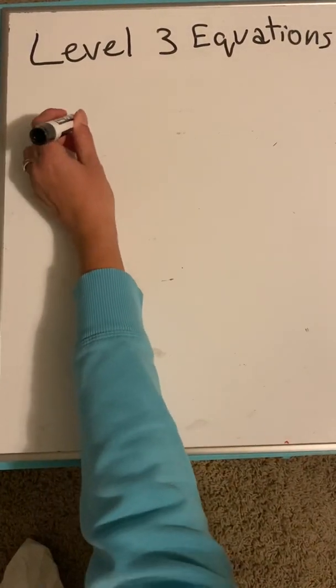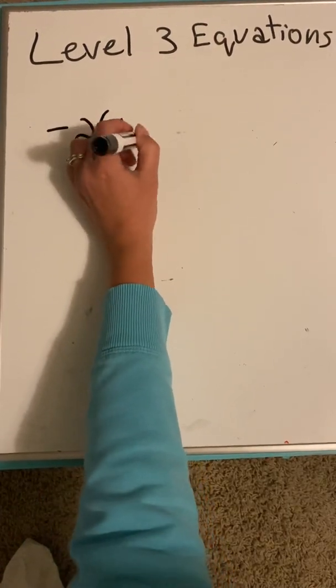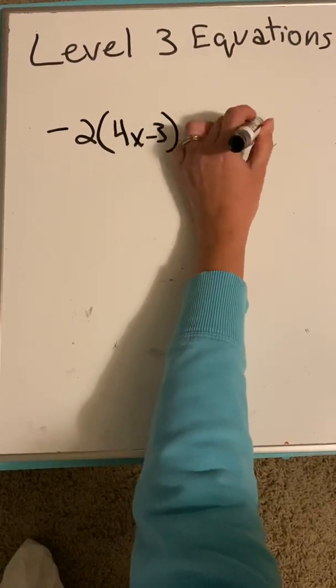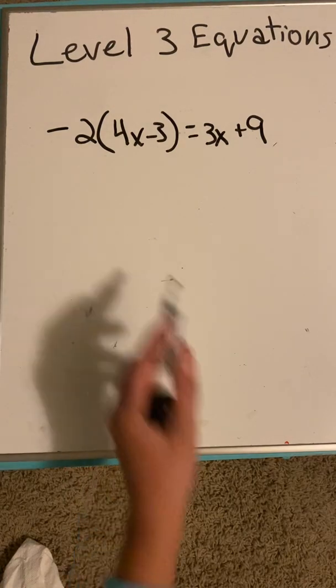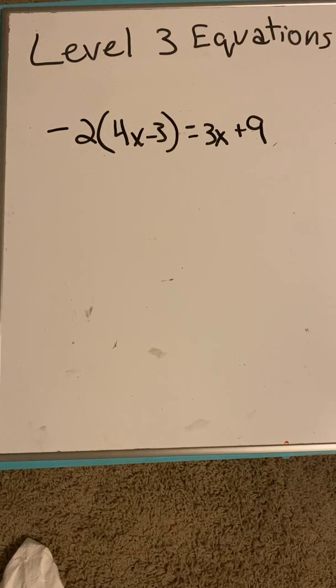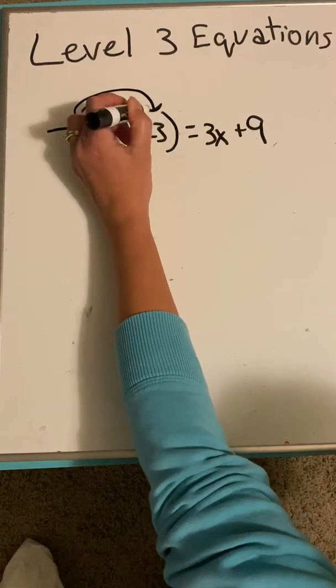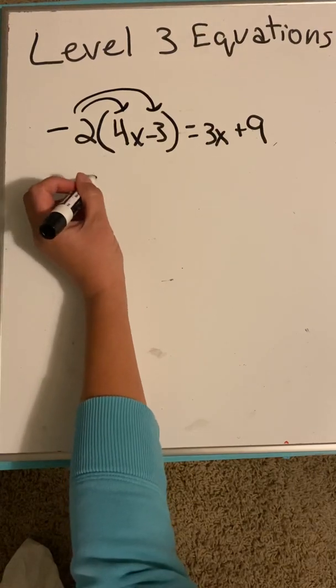Okay, the other type of equation for level 3 is with these parentheses. Okay, so negative 2 times the quantity 4x minus 3 equals 3x plus 9. So when you have a number outside a set of parentheses like this, we need to use something called the distributive property. The distributive property means that I'm going to take this number and I'm going to multiply it by everything inside the parentheses. So negative 2 times 4x, that's going to be negative 8x.